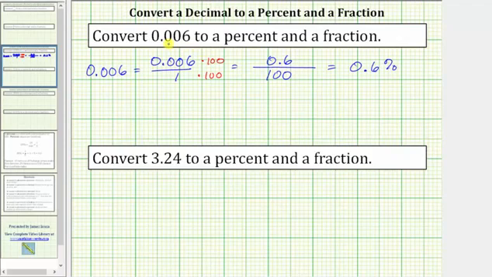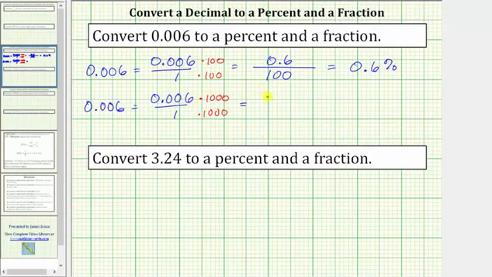Next, we're asked to write the decimal as a fraction. Let's begin with the original decimal and write it as a fraction with a denominator of 1, just like we did before. In order for a fraction to be in correct form, though, we cannot have decimals in the fraction. Notice how to clear the decimal from the numerator, we need to multiply by 1,000 or move the decimal point to the right 3 places. And therefore, to create an equivalent fraction, we multiply the numerator and denominator by 1,000.